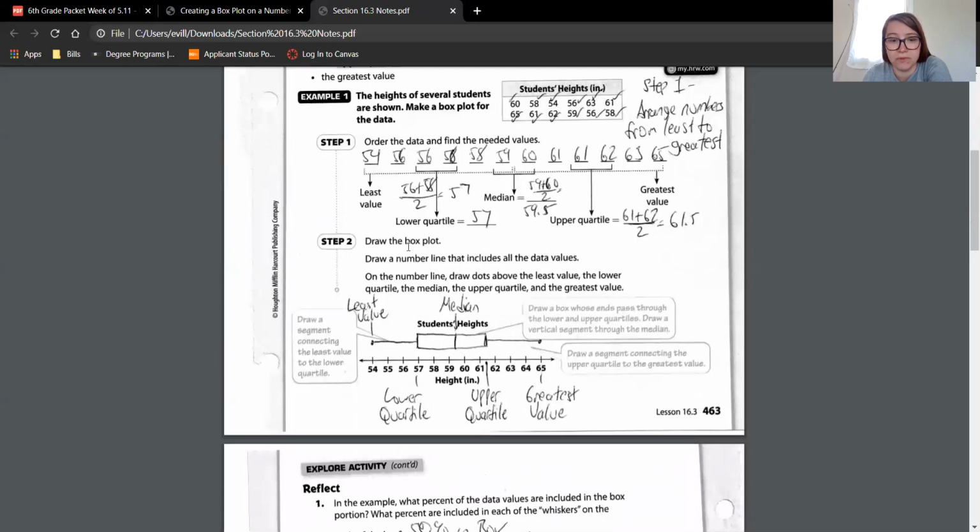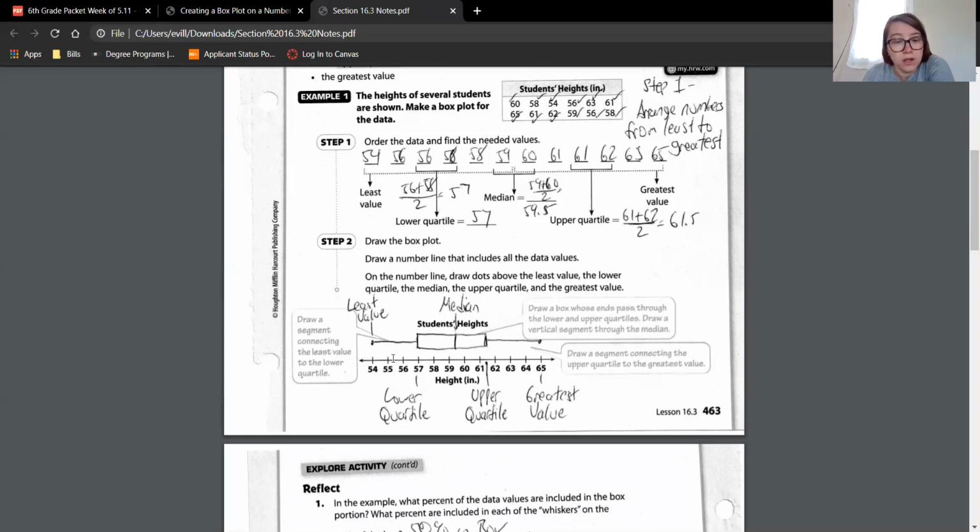On to step 2, draw the box plot. So what you're going to do is draw a number line that includes all the data values. On the number line, you're going to draw dots above the least value, the lower quartile, the median, the upper quartile, and the greatest value. So here's our number line. Our smallest number was 54. Our largest number was 65.